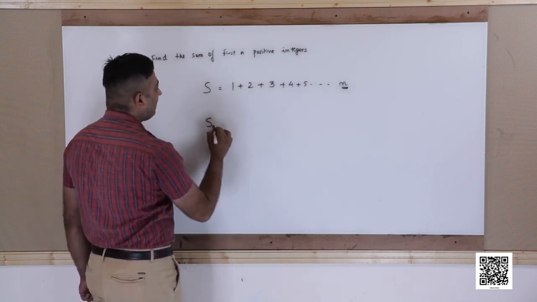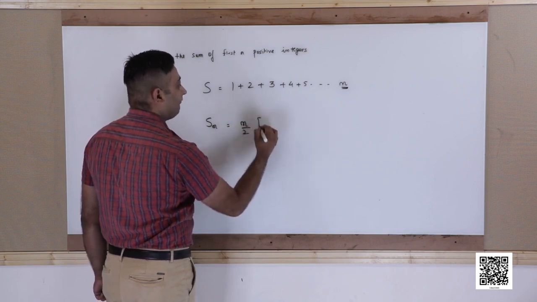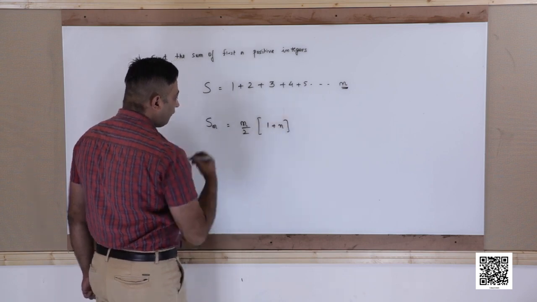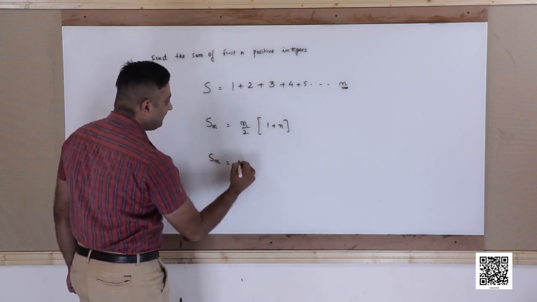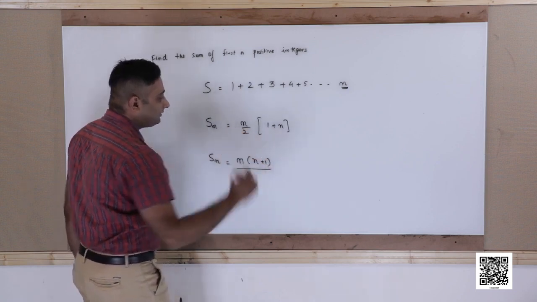So we can directly apply the formula Sn is equal to n by 2 (first term plus last term), that is 1 plus n. Now we can use this formula directly as n into (n plus 1) divided by 2.